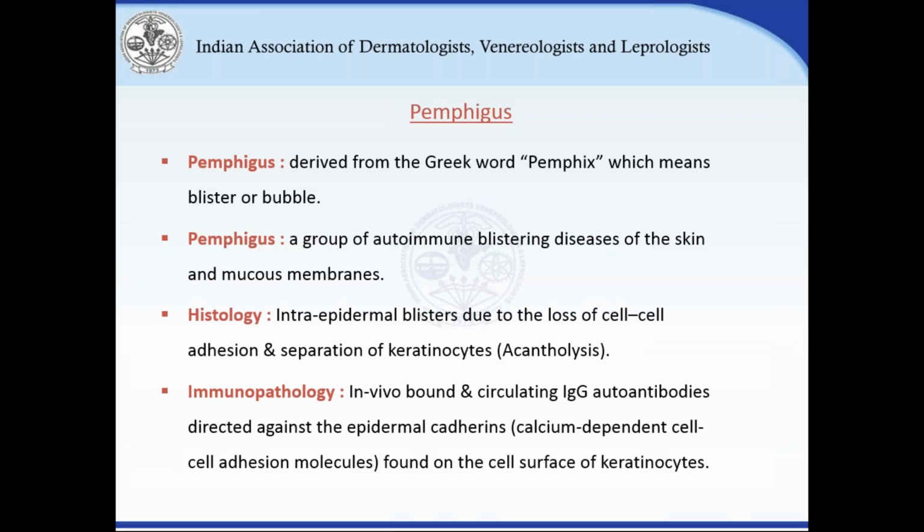Histologically, we can see intraepidermal blisters due to loss of cell-to-cell adhesion and separation of keratinocytes. We'll get to the mechanism of how this happens. This is the immunopathology, how it is an autoimmune disorder, because in vivo the bound and circulating IgG autoantibodies are directed against epidermal cadherins, which are calcium dependent cell to cell adhesion molecules. In the skin and mucous membranes, they are known as desmogleins, right? Desmogleins, which bind cells to each other. We have mainly desmoglein 1, 2, 3, and 4. Right here, we'll talk about desmoglein 1 and desmoglein 3.